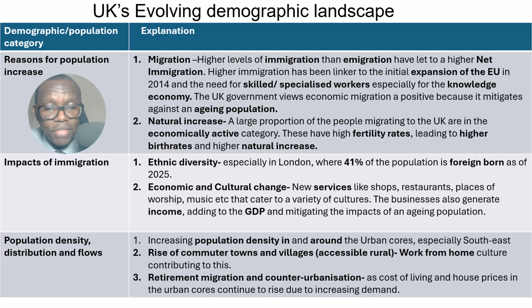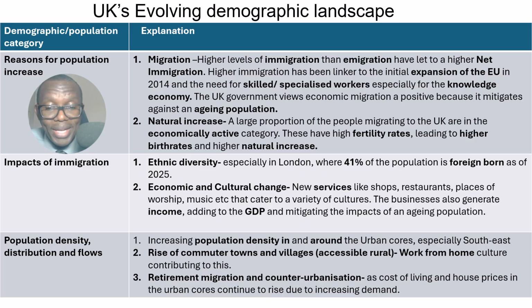Okay, moving on to the third category here, and that is population density, distribution, and flows. So where you have the most number of people, that's population density. It's the distribution, how they are spread out across the country, and flows, where they move in and out of within the country. Okay, so what's the explanation then?